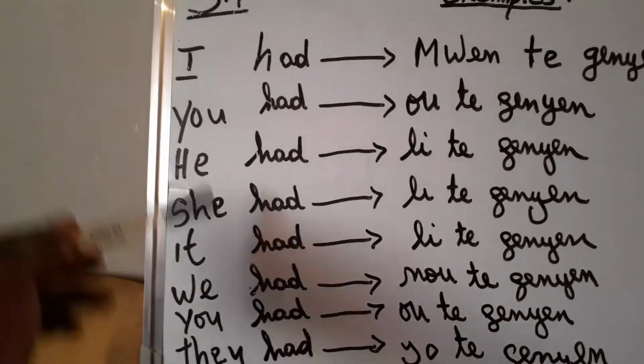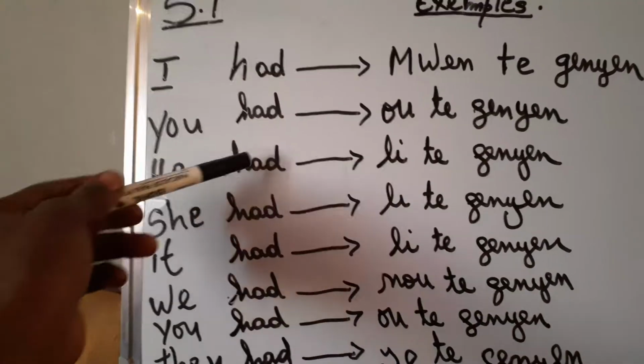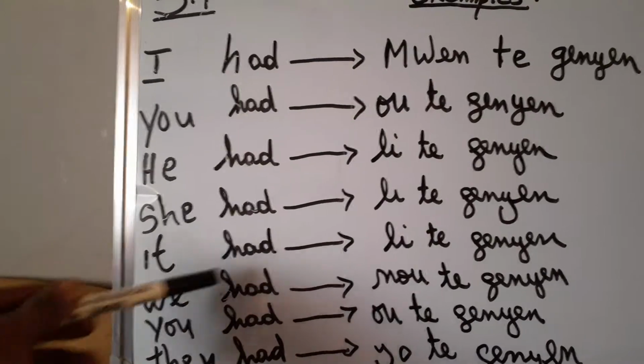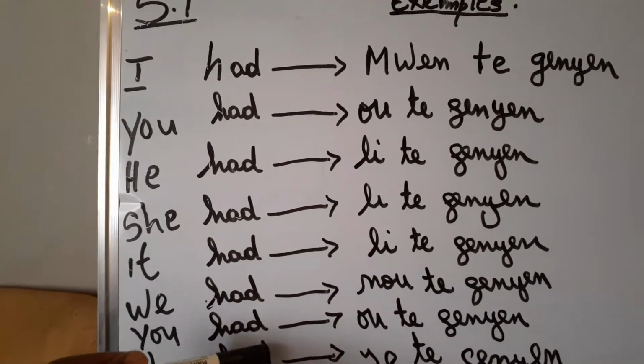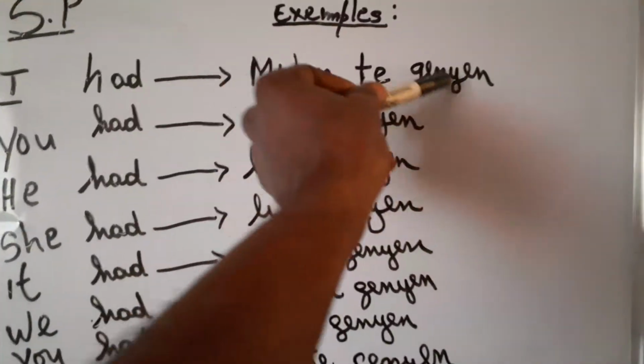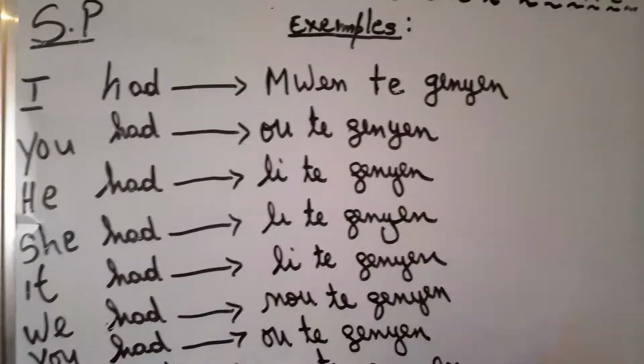Once more, guys. I had, you had, he had, she had, it had, we had, you had, they had. Okay? Why not? Let me translate into Creole for you, guys. Mwen te genyen. When you say "I had," mwen te genyen, for something that you had.